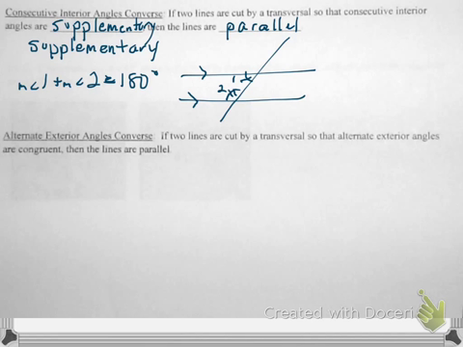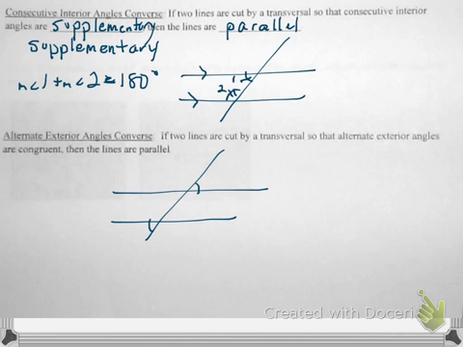Alright, last one, alternate exterior angles. This one I just gave to you because I think you kind of got the pattern right now. If the two lines are cut by a transversal so that alternate exterior angles are congruent, then the lines are parallel. And your picture, two lines cut by a transversal, and we have our alternate exterior angles out there.